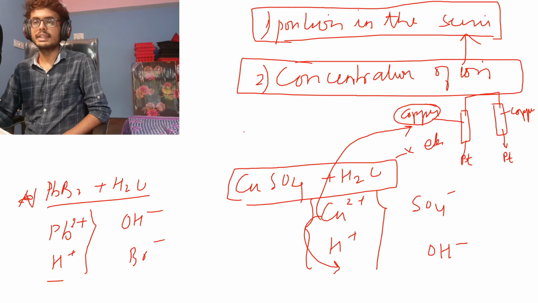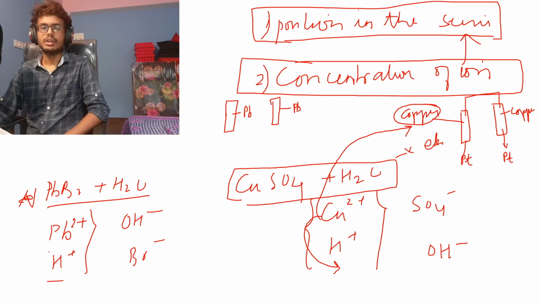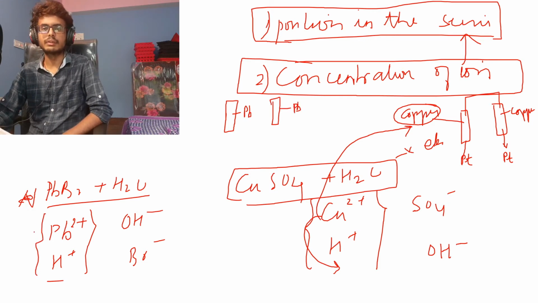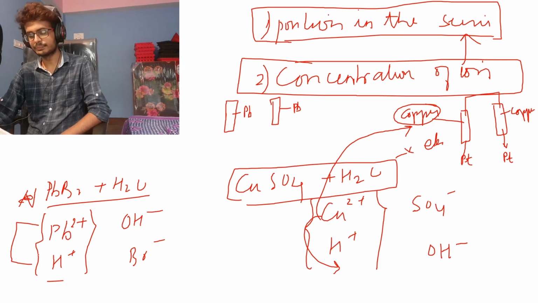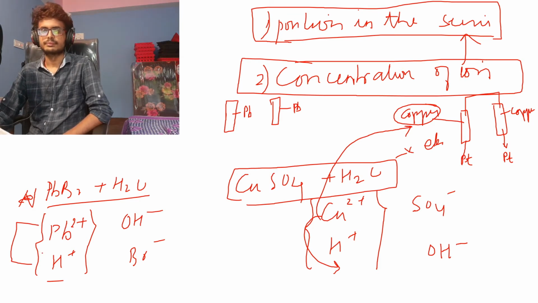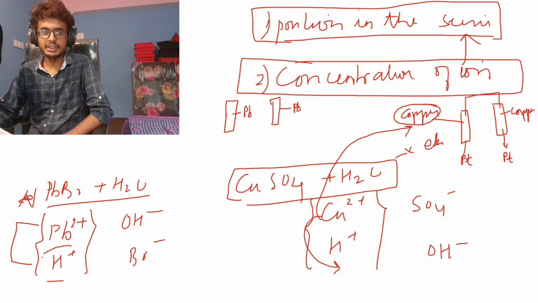Now I specifically tell you that the electrodes are made up of lead, Pb. So the electrodes are specifically made up of lead, right? Now, according to the electrochemical series, which one will get discharged, lead or hydrogen? Yes, according to the electrochemical series, it is hydrogen that will get discharged.